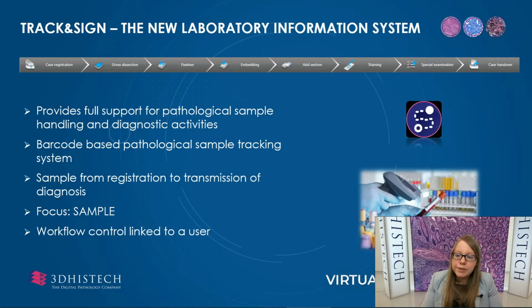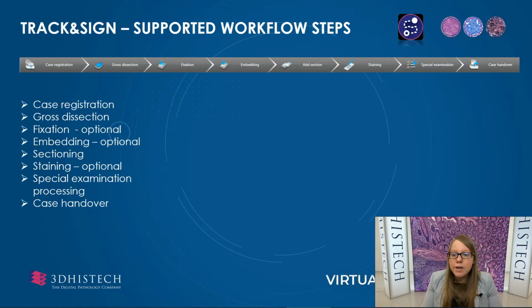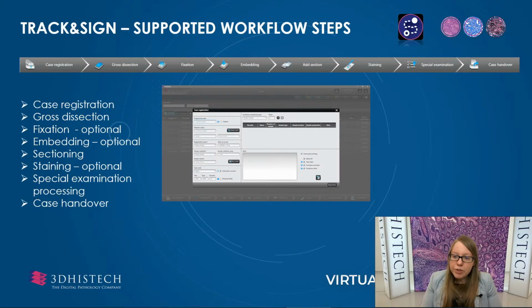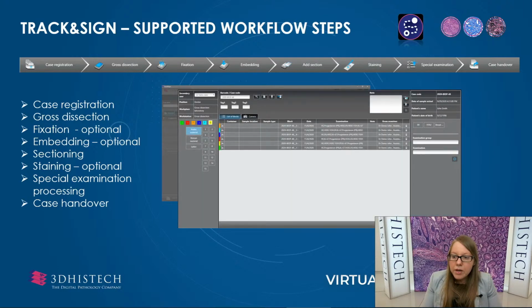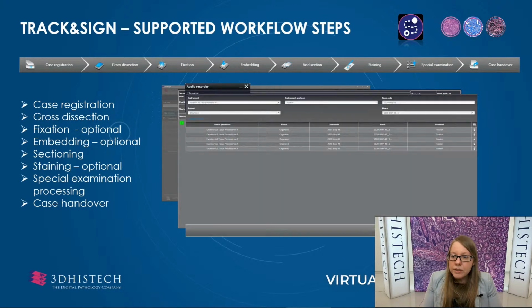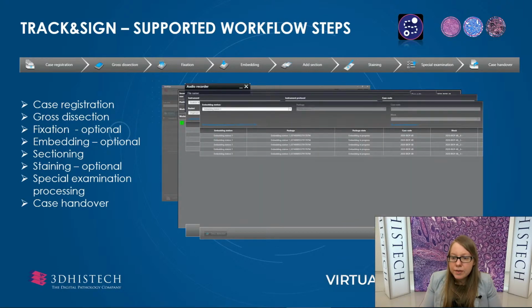The new Track and Sign interface is similar to Case Manager's current design. During the planning, we considered the personal patient data protection, and a simple and manageable user interface and functions. Track and Sign is a barcode-based sample tracking system which provides full support for a pathology workflow. Tracking of the general pathological workflow steps is provided by Track and Sign, for example, case registration, gross dissection, sectioning, special examination processing, and case handover to the pathologist.